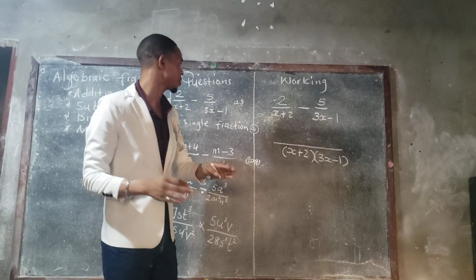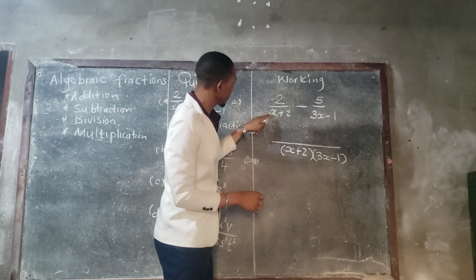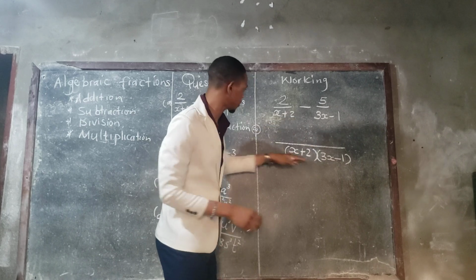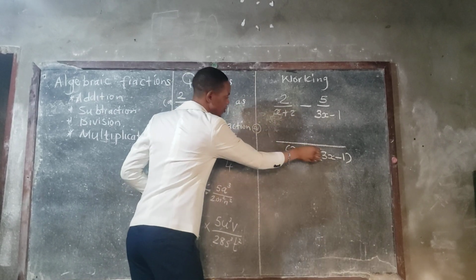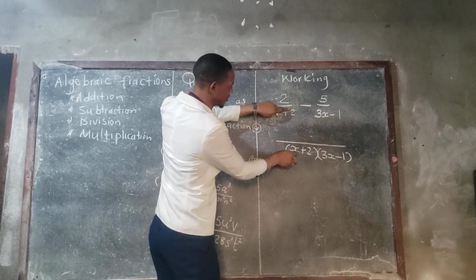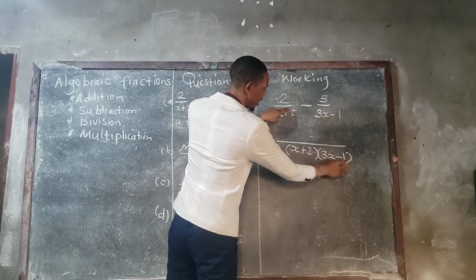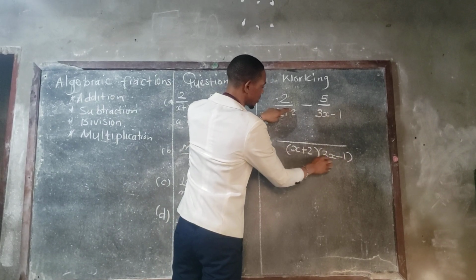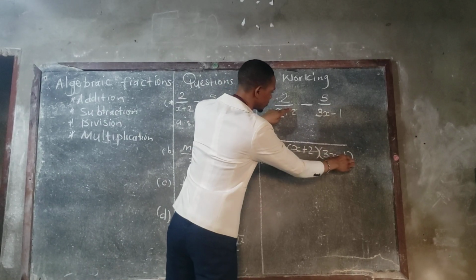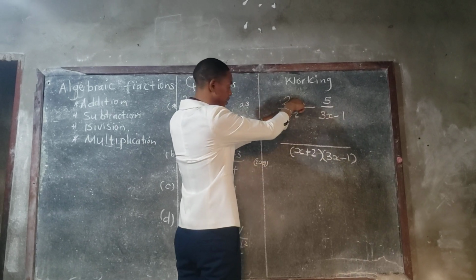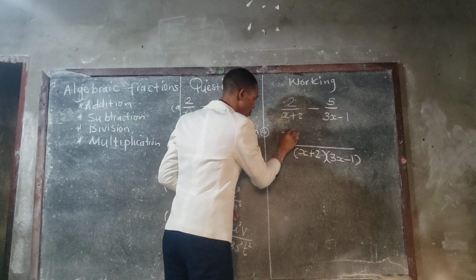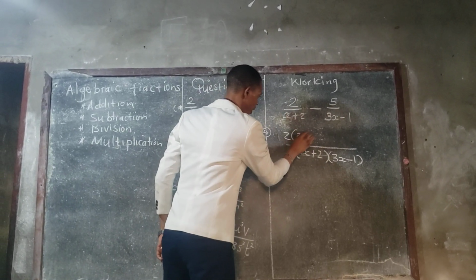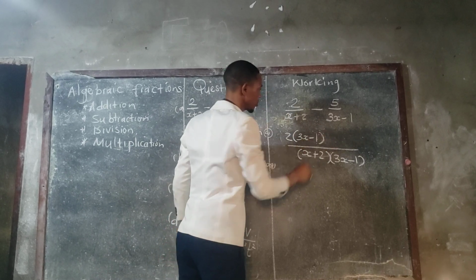Now, we begin to say, how many times does x plus 2 go into this? So this will cancel this. So immediately this cancels this, we remain with 3x minus 1. So 3x minus 1 multiplies that. So I'll say 2 multiply (3x minus 1), close bracket.